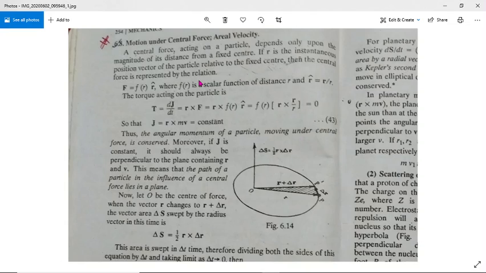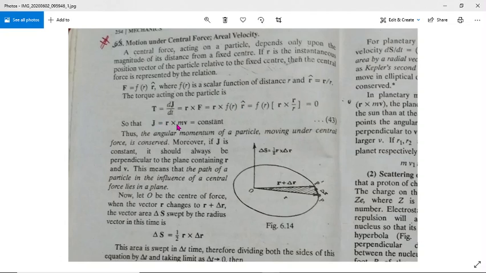Okay. Then motion under central force. A central force acting on a particle depends only upon the magnitude of its distance from a fixed point. If R is the instantaneous position vector of the particle relative to the fixed center, then the central force is also represented as F equal to F of R into unit vector R. F of R is a scalar function of distance R, and in this motion the torque is 0. If the torque is 0, we can write T equal to dJ by dt, which is equal to 0.